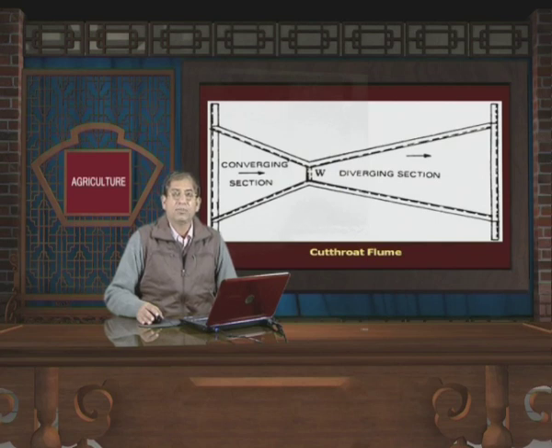Just like partial flumes, there are two scales in cut throat flume. One scale is in converging section and another scale is in diverging section. Under free flow conditions, the HA scale is used, and under submerged conditions, HA and HB both scales are used for computation of discharge.